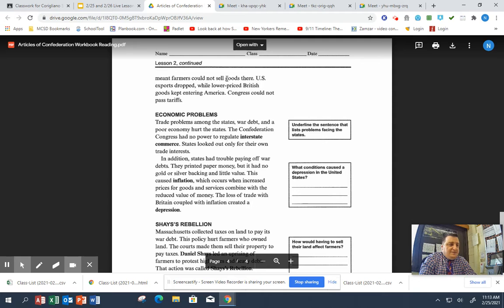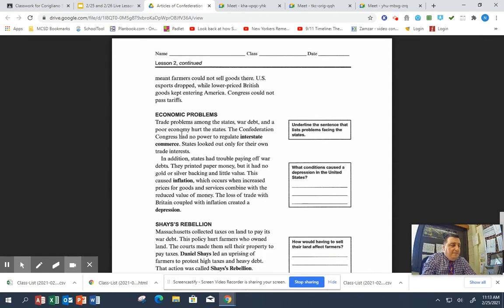Underline the sentence that lists problems facing the states. Trade problems among the states, war debt, and a poor economy hurt the states. And the national government has no way to influence that or do anything about that. They are weaker than the states. So the national government has no way to make the lives of people or the lives of the states easier.